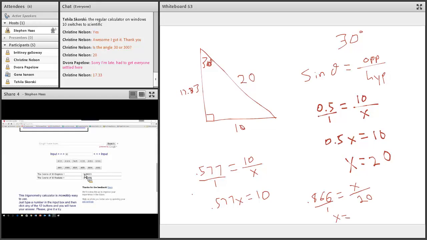0.866 is 8.66 and 2/3, so if you multiply that by 20, you're going to get 17.33. Either way, or if you do the Pythagorean theorem, that would be 10 squared plus x squared equals 20 squared. So x squared is going to equal 300, and the square root of 300 is approximately 17.33. Any way you slice it, you're going to get the same answer.